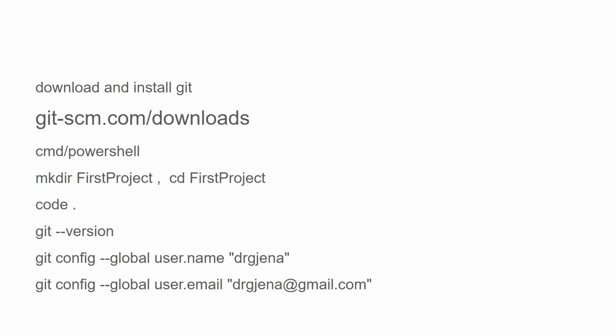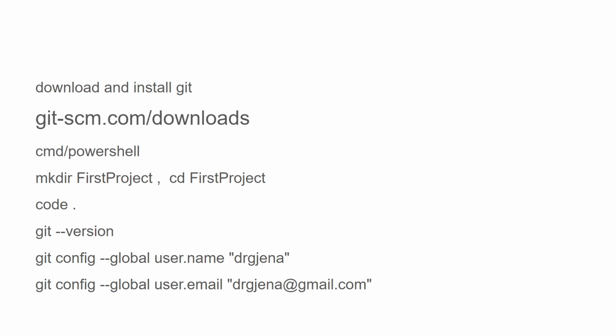Then you connect to any of the IDEs. I recommend Visual Studio Code. So type just code space dot. Before that you see that VS Code is already installed. Now you type git space hyphen version. If it is already installed, it will show the latest version that is installed.